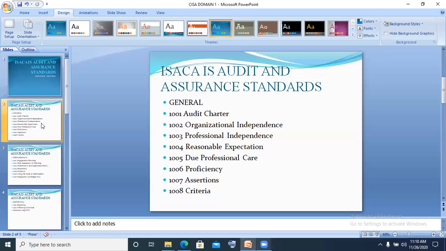1002, organizational independence. What does that mean? The auditor should not do self-review. You should not audit yourself.